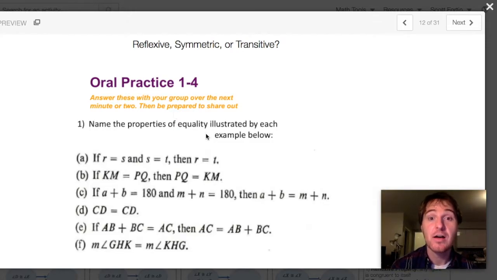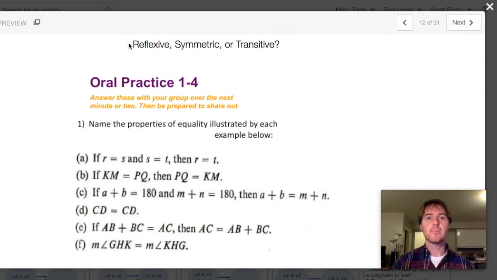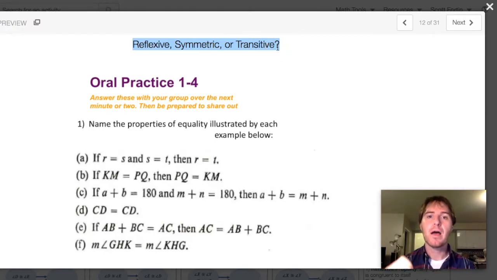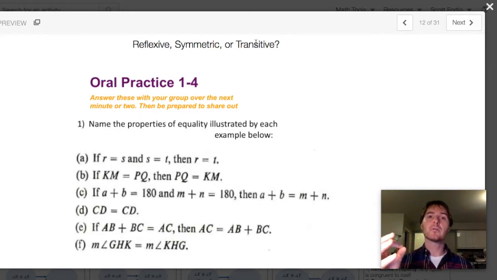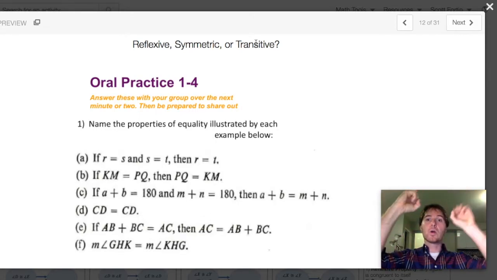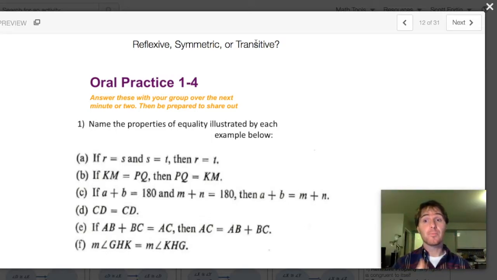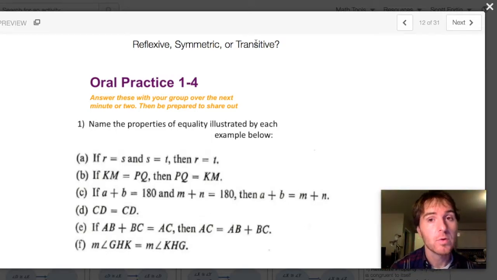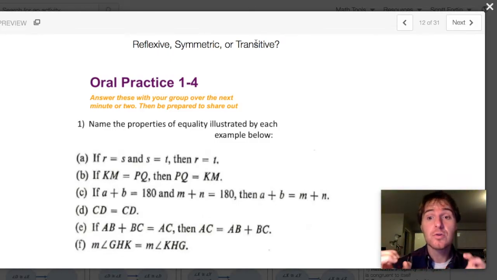So name the properties of equality. Notice here, remember the 3 properties of congruence, up here. If I just tell you reflexive, symmetric, or transitive, am I talking about properties of congruence, or properties of equality, or do you not know? Remember, these 3 things are all properties of equality, which is important if you're talking about numbers or lengths, distances or angle measurements. That'll be confusing, something to look out for too. But if you're talking about the shapes themselves, then you use a property of congruence.